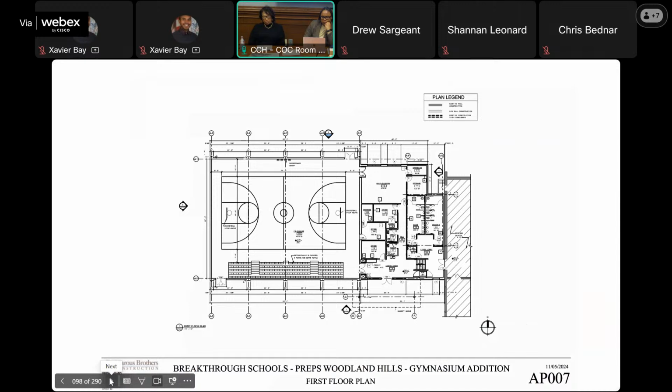It's actually, we're calling it an addition, but it's actually a completely separate building. There will be a fire separation, a 2-hour firewall between new and existing buildings. The new building will have its own fire service. It's a standalone building from a code perspective, but they will function seamlessly together. Let's walk through the plan briefly.